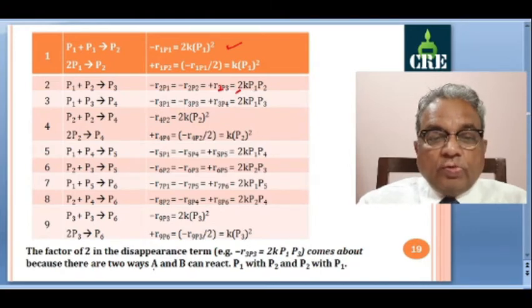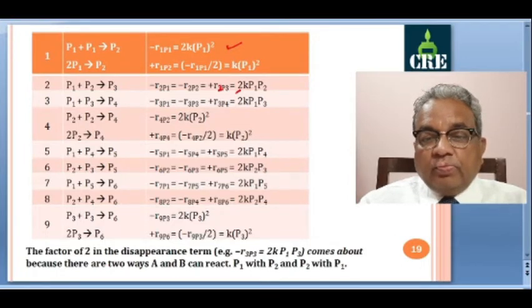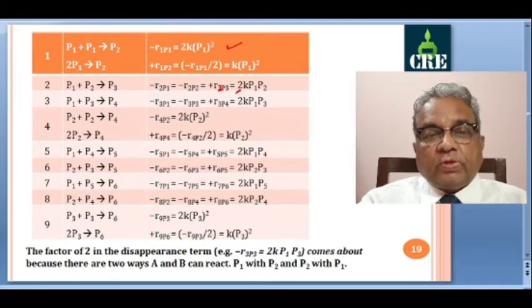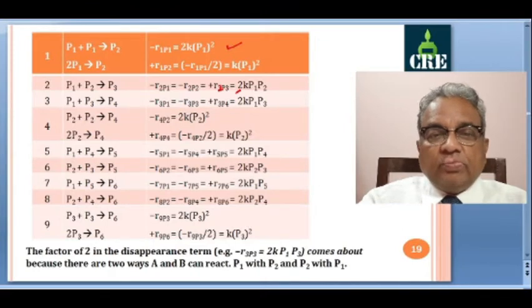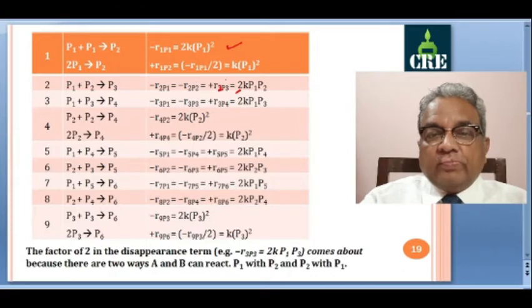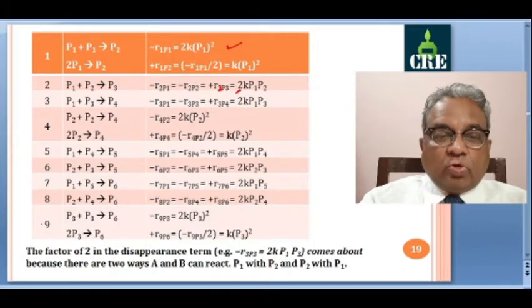Comes out because there are two ways A and B can react, that is P1 with P2 and P2 with P1. Okay, so here we have P1 and P2. That means this is the representation. There are P1s and P2s. It is not that only one dimer is there. So many such. So P1 plus P2. So P1 can react with P2 and P2 can react with P1. That's why this term 2 is used in this model.